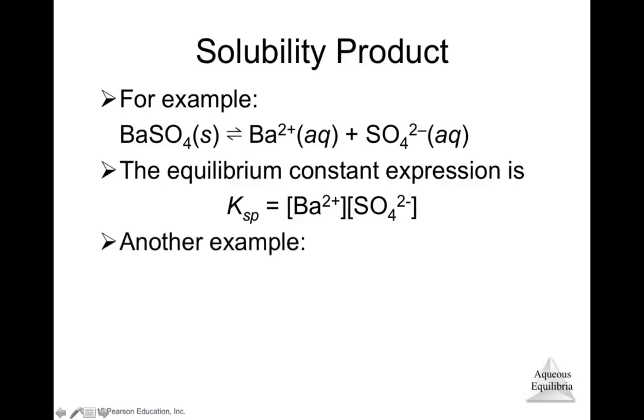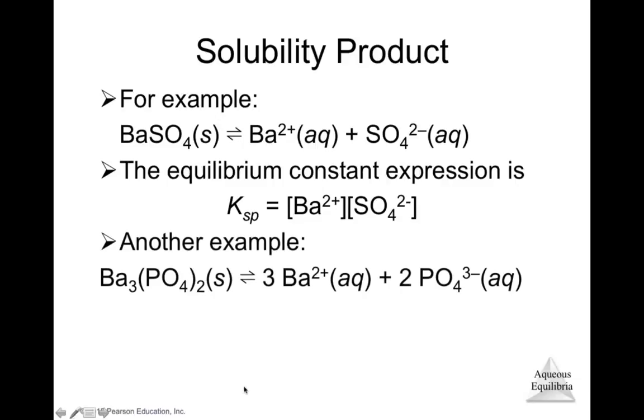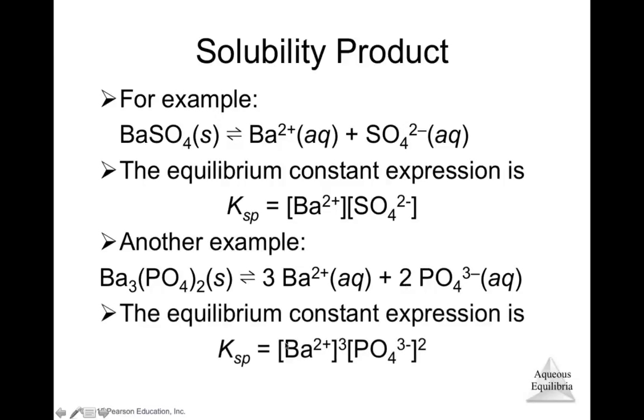Also, we can have another example, barium phosphate. Here, when we dissociate this ionic compound, we have 3 moles of barium and 2 moles of phosphate. So the Ksp for this equilibrium is equal to the concentration of barium cubed and the concentration of phosphate squared. So these are the expressions of the solubility product constant.